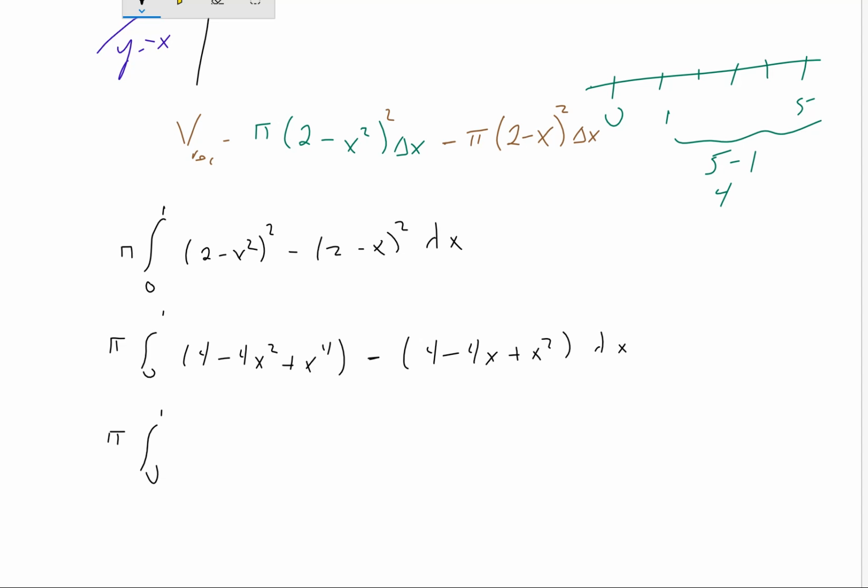Let's see, 4 minus 4 is 0. And then we've got a negative 4x squared minus an x squared, so that's a negative 5x squared. That takes care of those. There's an x to the fourth and a plus 4x because we have the minus and the negative here, right?